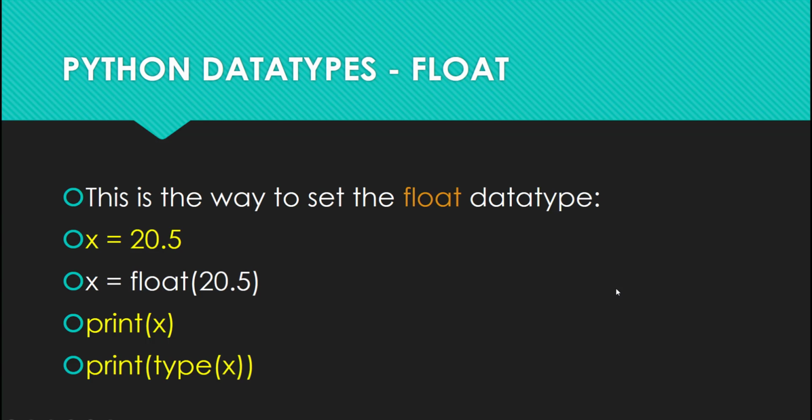So the next data type is float. Float is specified this way. Unlike the integer, float has decimal points. So we have, in this example, 20.5 has been assigned to x, and you can also specify it this way and you print out the value. So let's try that out.